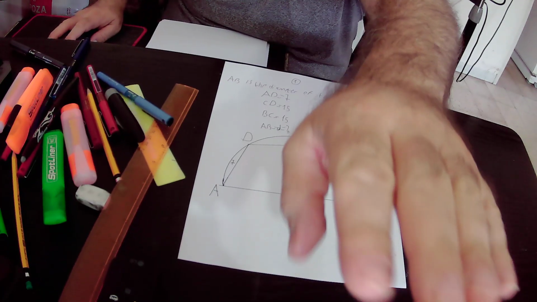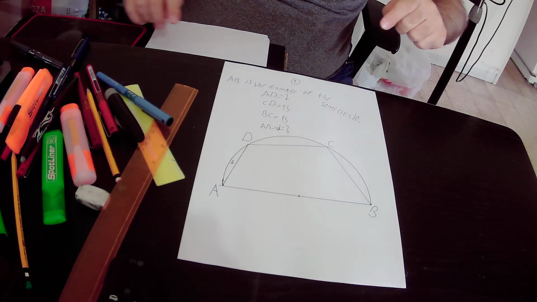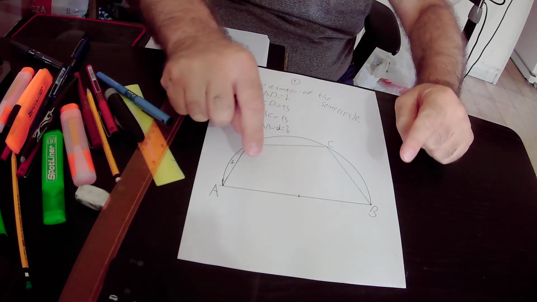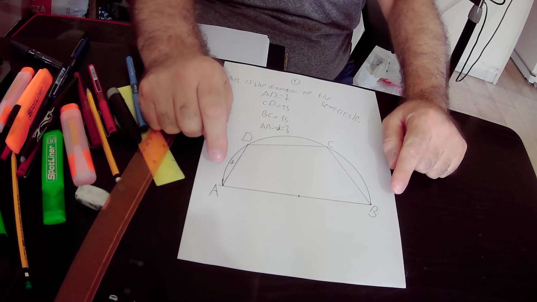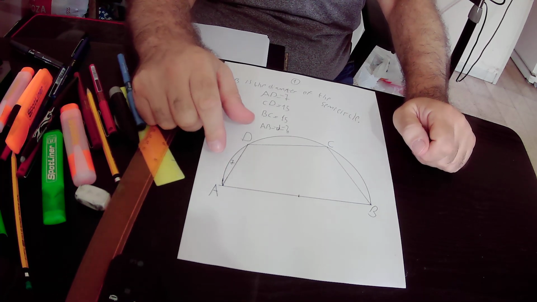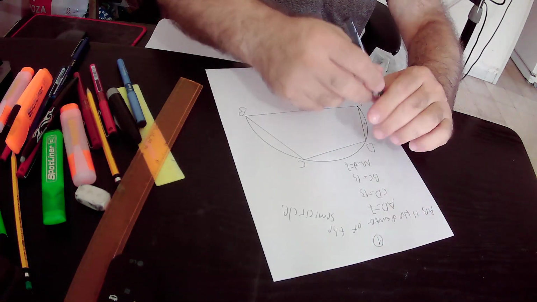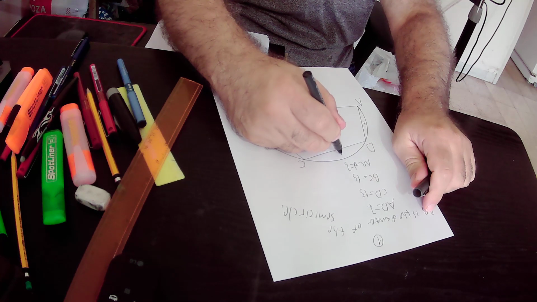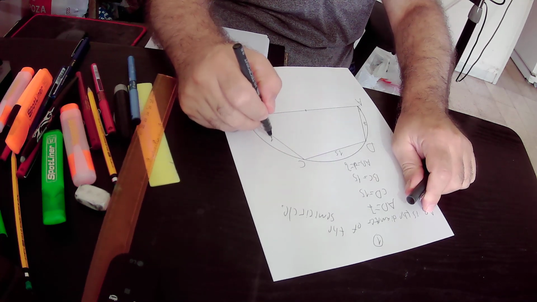Now, in this lecture, we will find the diameter of the semicircle. In the drawing, we have a semicircle. The diameter of this semicircle is AB, and we also know that AD equals 7 units, DC equals 15 units, and CB equals 15 units.